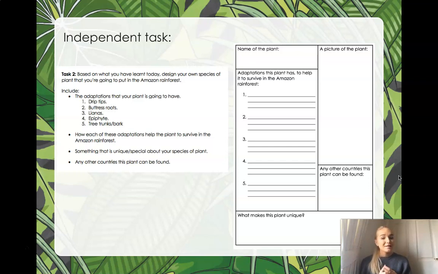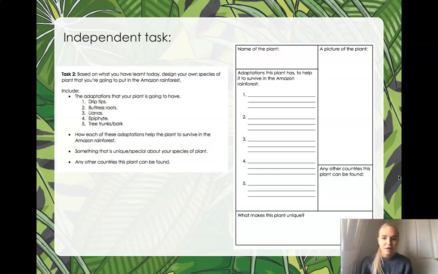Now your plant might have drip tips. What were the drip tips for again? That's right, so the water would come off the plant nicely, and so that the plants wouldn't be damaged, the leaves wouldn't be damaged. Your plant might also have leaves shaped in opposite directions. What was that helpful for again? That's right, so it doesn't block the sunlight out.